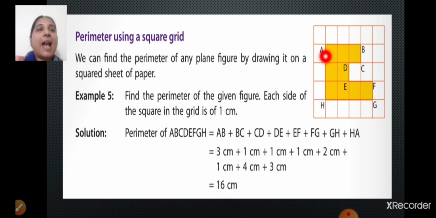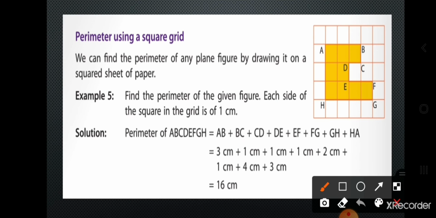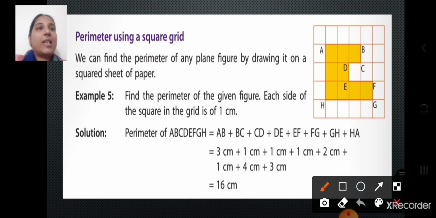We will add the sides. So here you can see we will add AB plus BC plus CD plus DE plus EF plus FG plus GH and then plus HA. Okay, it has been written here. So what would be the length of AB? Here you can see, children. Each side, this side is also 1, this side is also 1, this side is also 1. So we will add the sides: 1, 1, 1. So AB would be 3 centimeter.